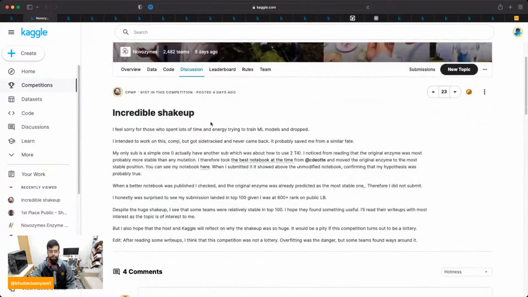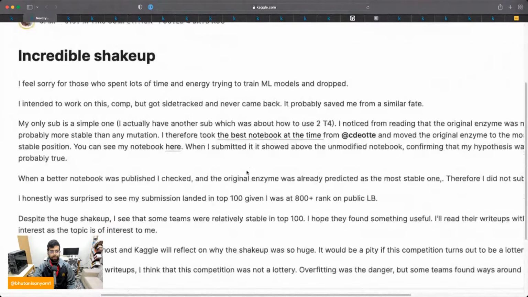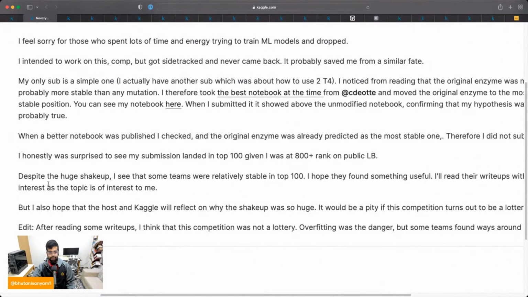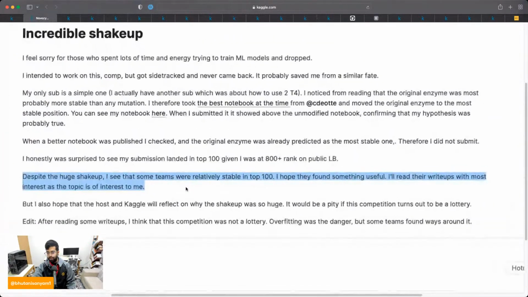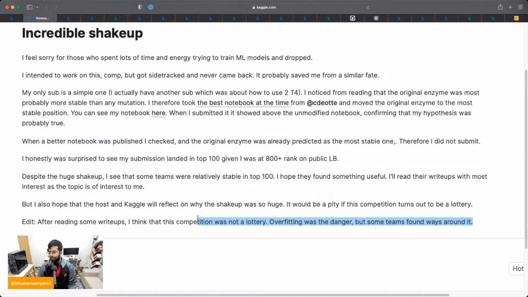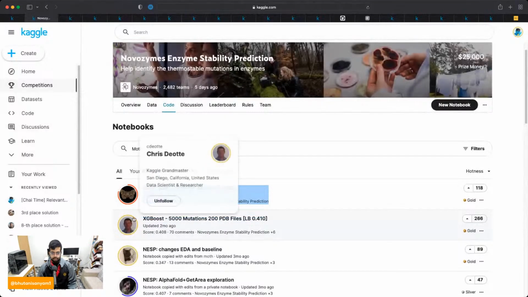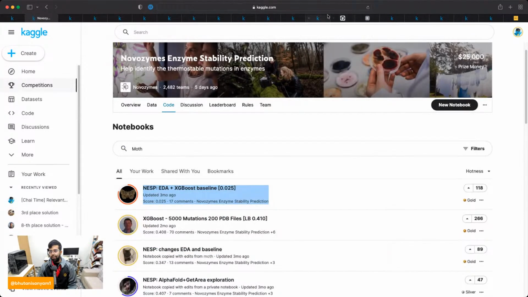So I respect CPMP a lot, and I'm sure everyone in the Kaggle world knows him. At the end of his write-up, he said, despite the huge shakeup, I see that some teams were relatively stable. And at the end, he says, after reading some write-ups, this competition was not a lottery. Overfitting was a danger, but some teams found ways around it. I'll also mention some other notebooks, but before that, I want to highlight something.